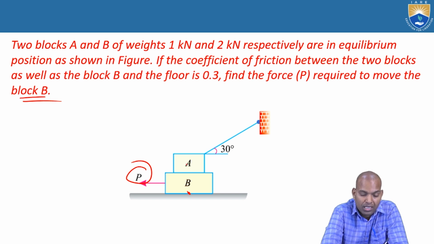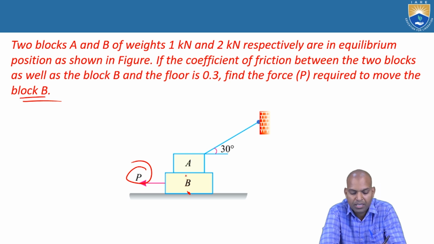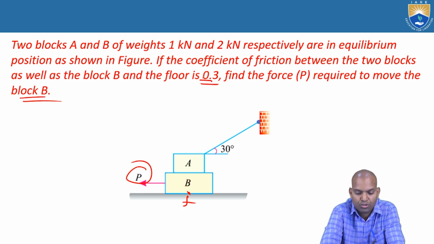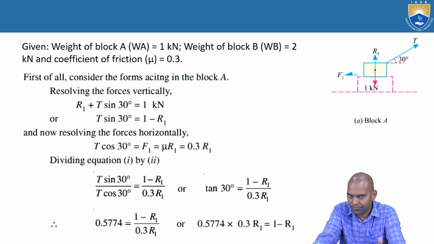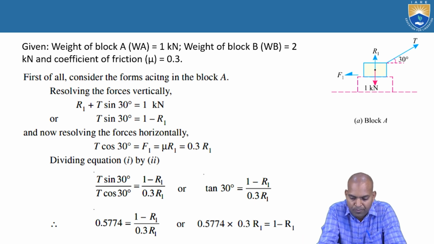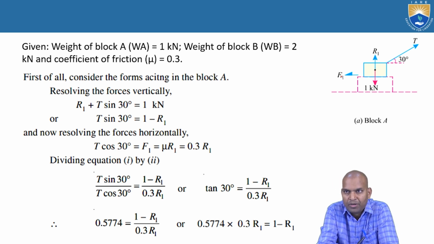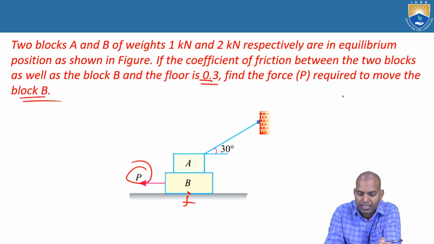The coefficient of friction between A and B contact surface, and between B and the floor, remains the same, that is 0.3. Then for two-body problems, what to do? We have to draw free body diagrams, and after drawing the free body diagrams, apply the horizontal and vertical equilibrium conditions, then we'll get the required objective. Now let us consider the free body diagram of body A, block A.